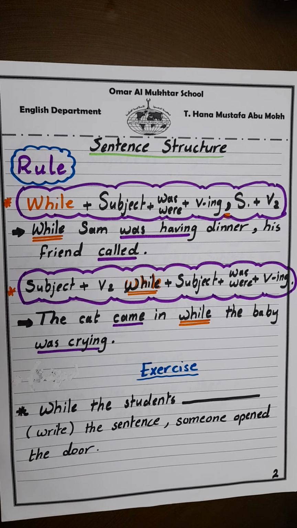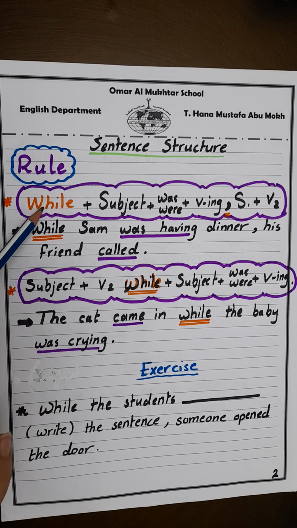in which we are going to talk about the sentence structure, the form of the sentence. Now we have, let's say, 4 parts of the rule. 4 types for the rule.